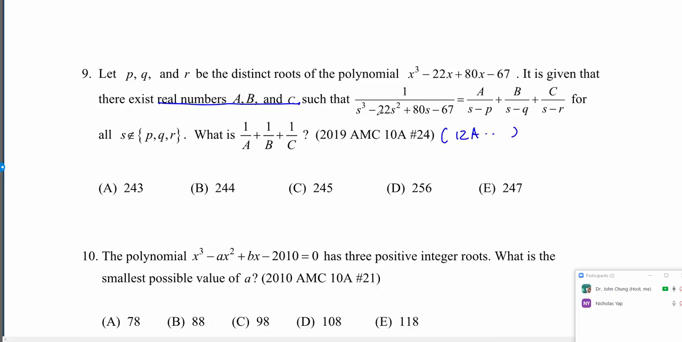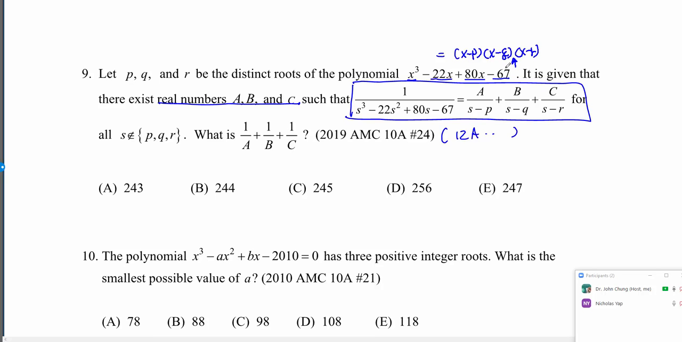1 over s cubed minus 22 s squared plus 80 s minus 67, maybe this is the same thing, right? The denominator over here. This is one of the examples of partial fractions. When you have this, it can be separated using the solutions. So p, q, r are the solutions. Maybe you can say this equation is x minus p, x minus q, x minus r. It can be factored this way.